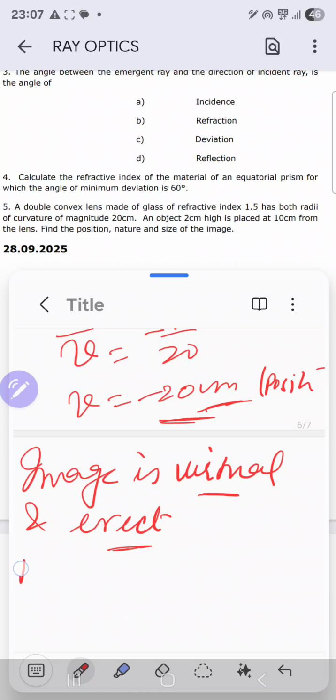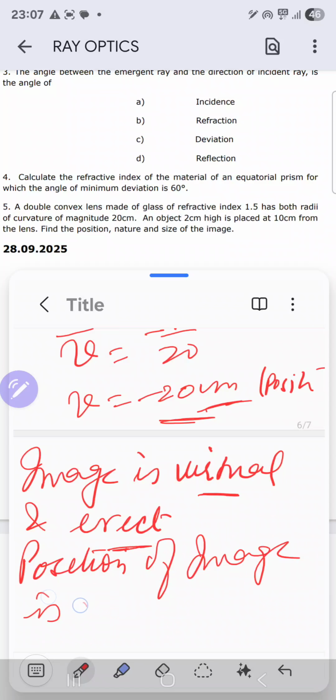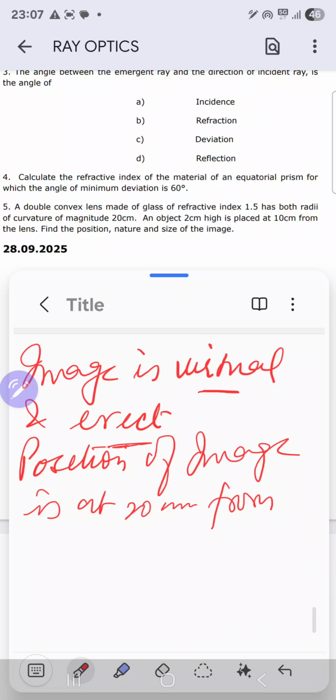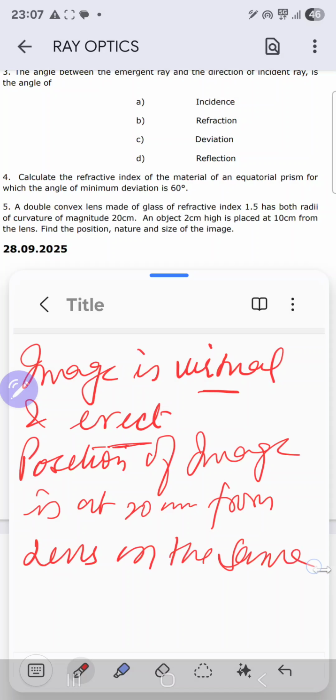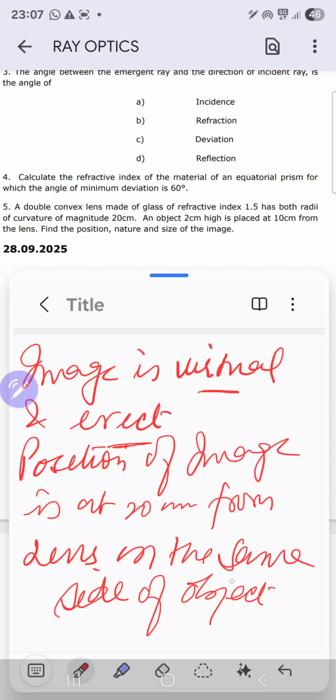So for position, what we can write: position of image is at 20 centimeter from the lens on the same side of the object, from the lens on the same side of the object. It means it is on the side of the object.